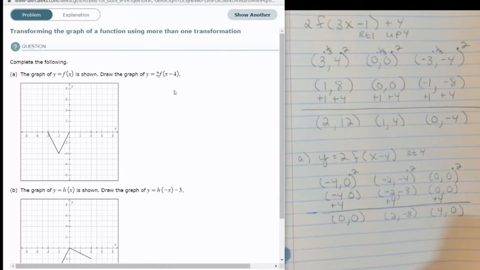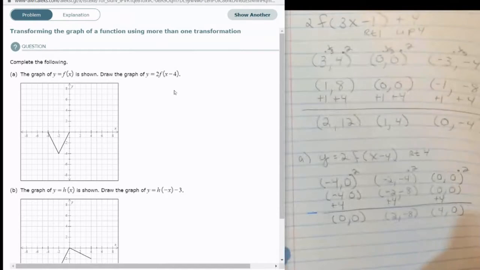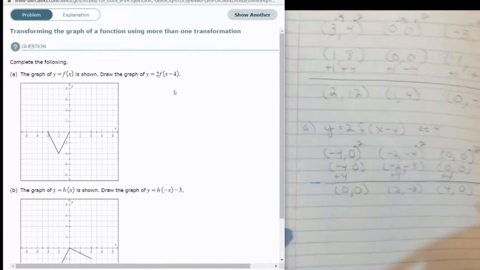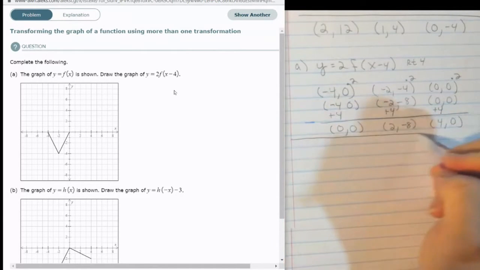Any questions on that one? I think I'll have enough room.